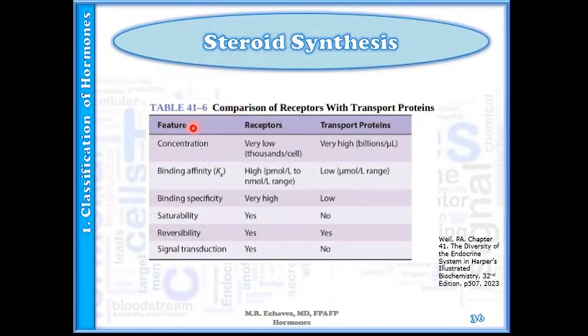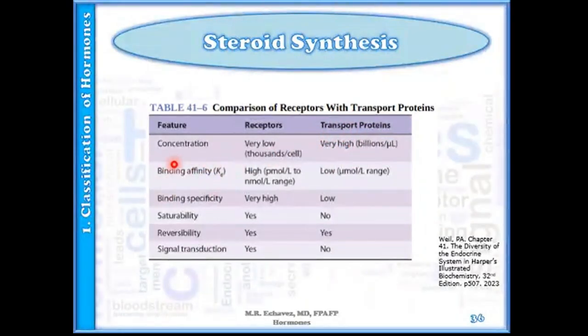Now this table 41.6 would give us an idea about our transport proteins. For the receptors and the transport proteins, when we compare them as to the concentration, your receptors are usually very low. Their expression also usually depends on the availability of your hormone and the stimulus. We also have your transport proteins, which are usually present in very high levels.